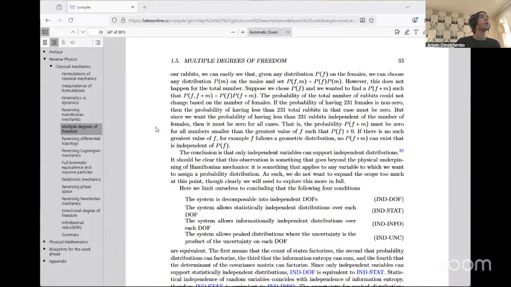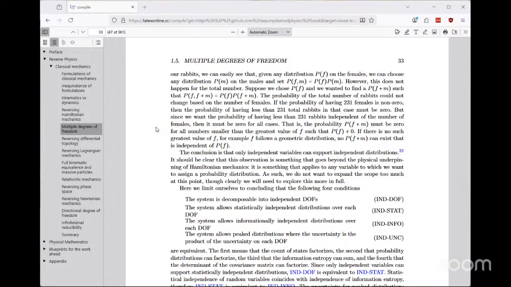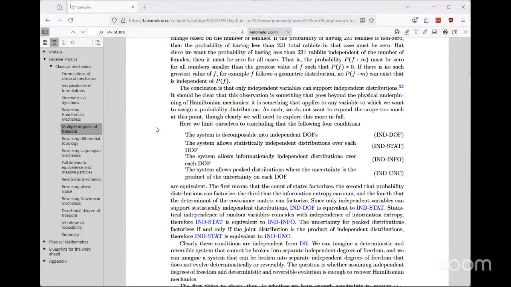That is, the probability P of F plus M must be zero for all numbers smaller than the greatest value of F such that P of F doesn't equal zero. If there is no such greatest value of F, for example, if F follows a geometric distribution, no P of F plus M can exist that is independent of P of F. The conclusion is that only independent variables can support independent distributions. Footnote 22.